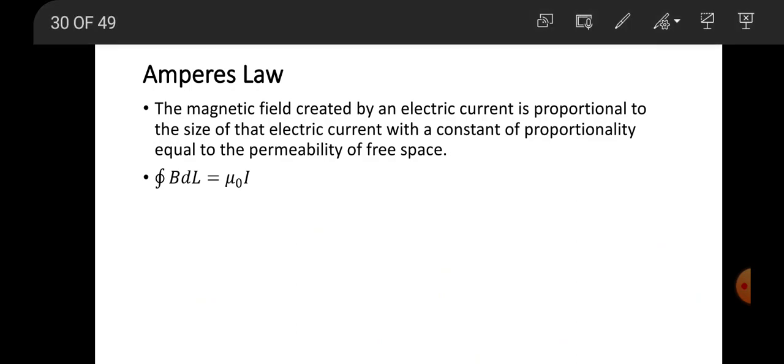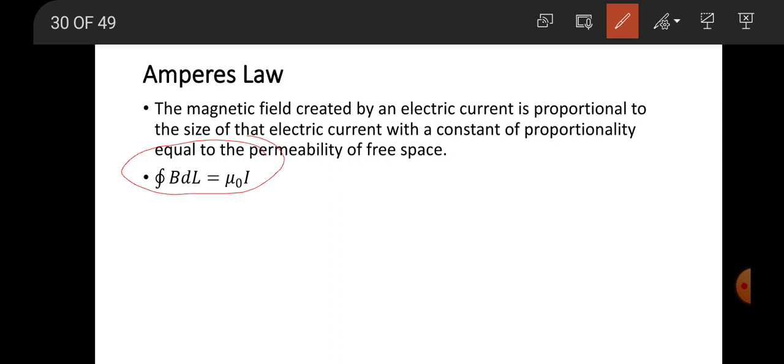Now this leads us to Ampere's law. I'm not going to be saying much here because Ampere's law and Biot-Savart law in most cases arrive at a similar conclusion in determining the magnetic field at a point. But let's see Ampere's law. It says the magnetic field created by an electric current is proportional to the size of the electric current, with a constant of proportionality equal to the permeability of free space. That's exactly what we have here: the integral of B dl is equal to mu naught I.